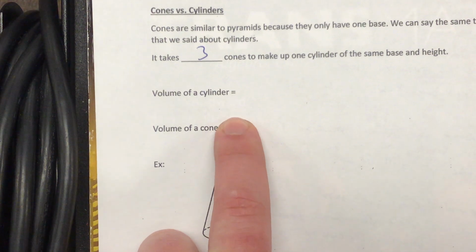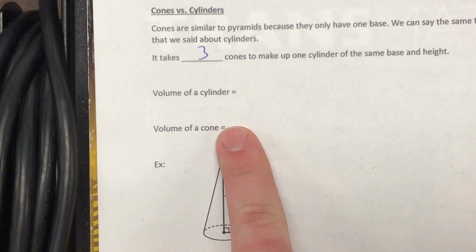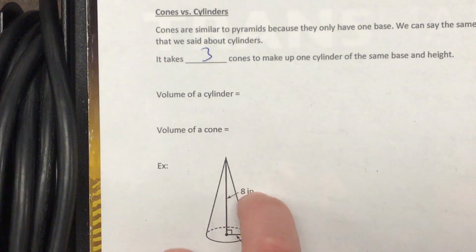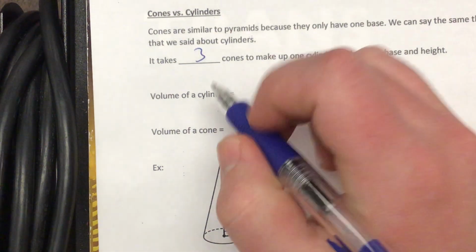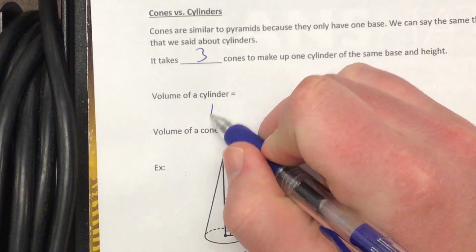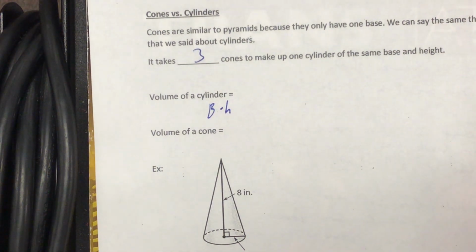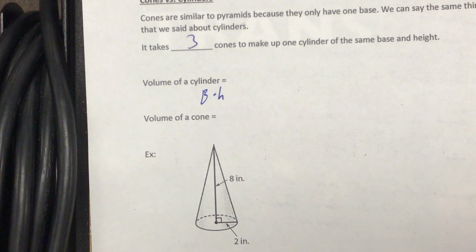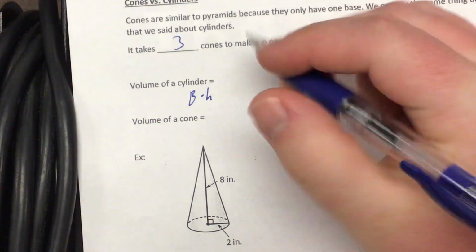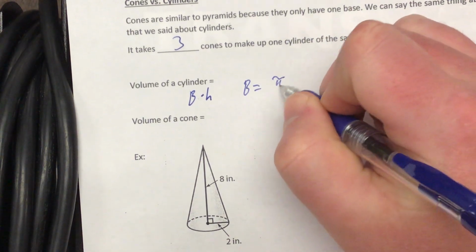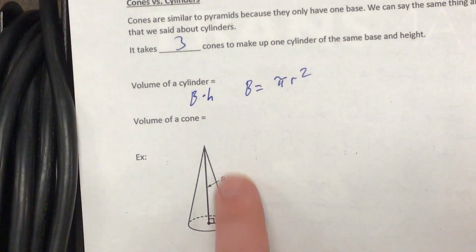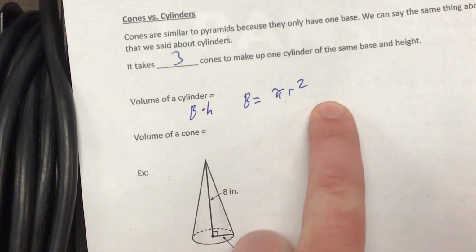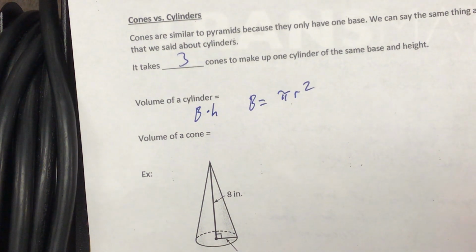All right. So what's our formula? Does anyone remember the volume of a cylinder? How do we find volume? It's base times height, right? But how do we find the base of a cone? It's a circle, so we're going to use pi. Pi times radius squared. So take pi times radius squared times the height.